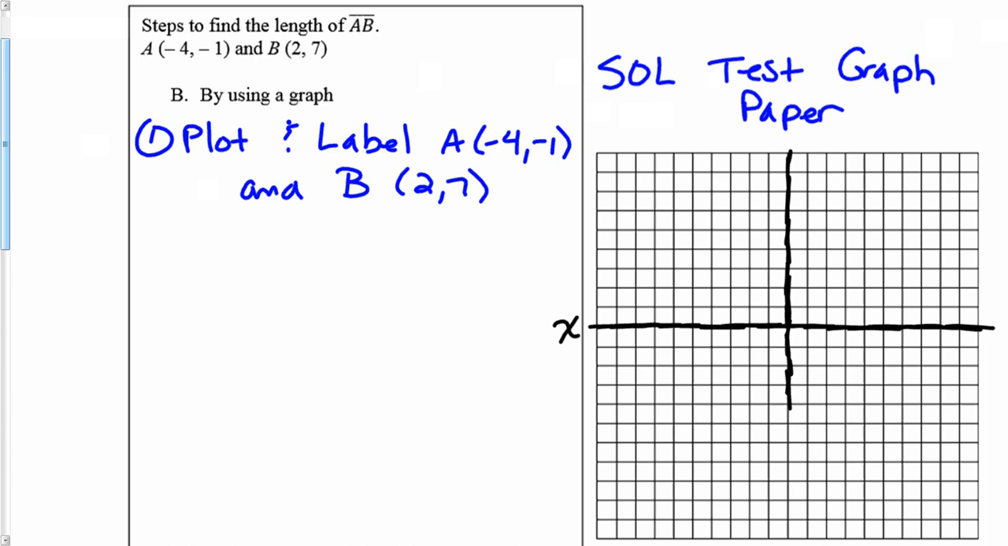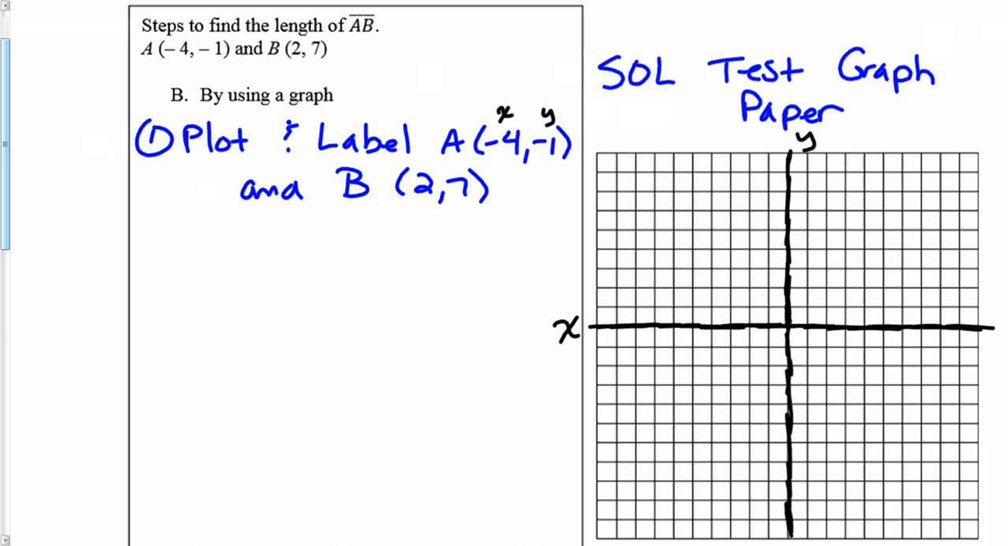Now, I didn't really pay attention to the points. I just went ahead and drew my axes sort of in the middle-ish, just to make myself a grid. And again, when you take your SOL test, this is what it's going to look like. So I need to label A at -4, -1.